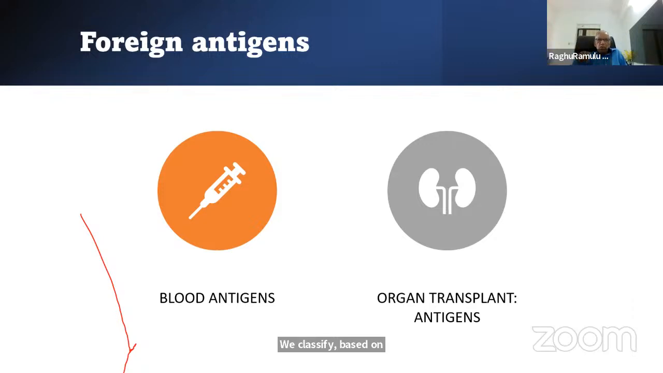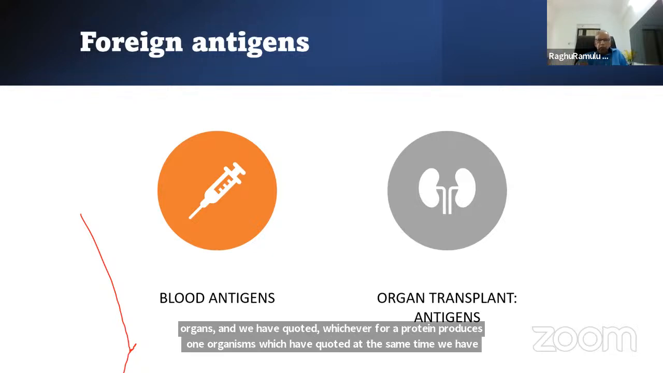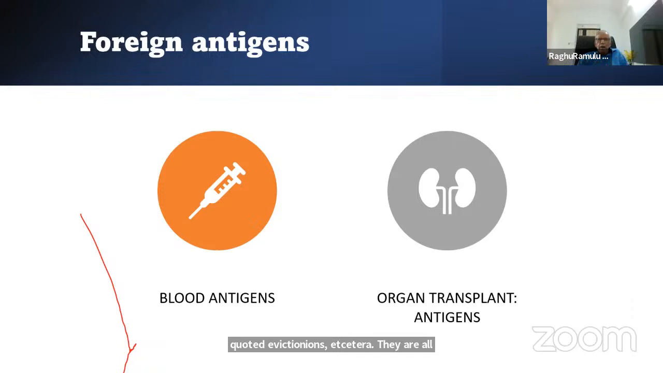Exogenous antigens are those that come from outside, because whatever viral organisms, bacterial organisms, and protozoan organisms I have quoted, and at the same time the helminth infections, they are all exogenous because they are not inside our body but are coming from outside. Therefore, we classify them as exogenous antigens.